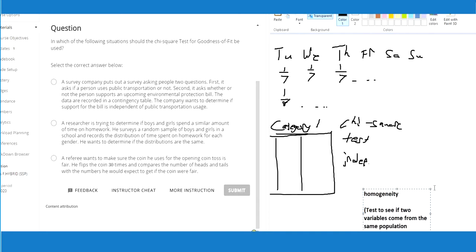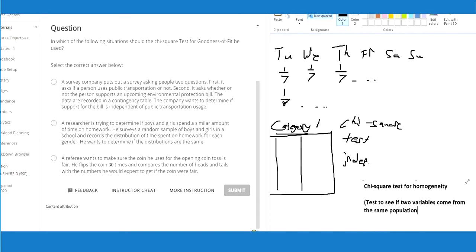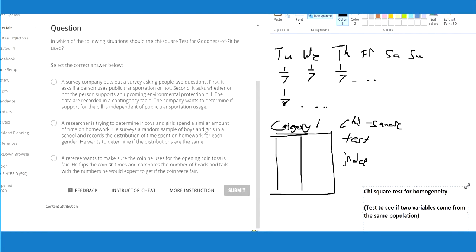And with all these tests, there are different versions of the test where you can expand it. It doesn't necessarily have to be just 2 variables, but that's just what you commonly see. You've got one set of data, you want to see if it's the same as a different set of data. So we've got the column of boys, column of girls. We want to see if they come from the same population. That's a chi-square test for homogeneity. Okay, so that's not it.